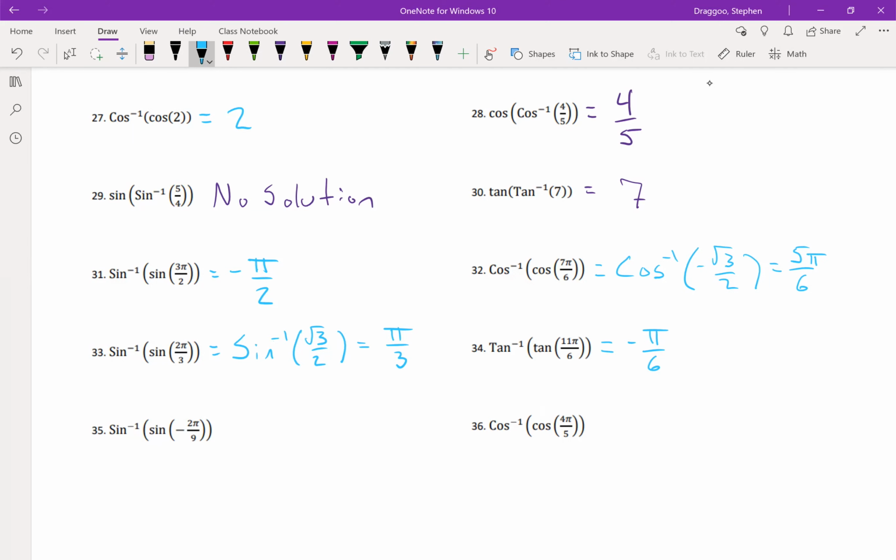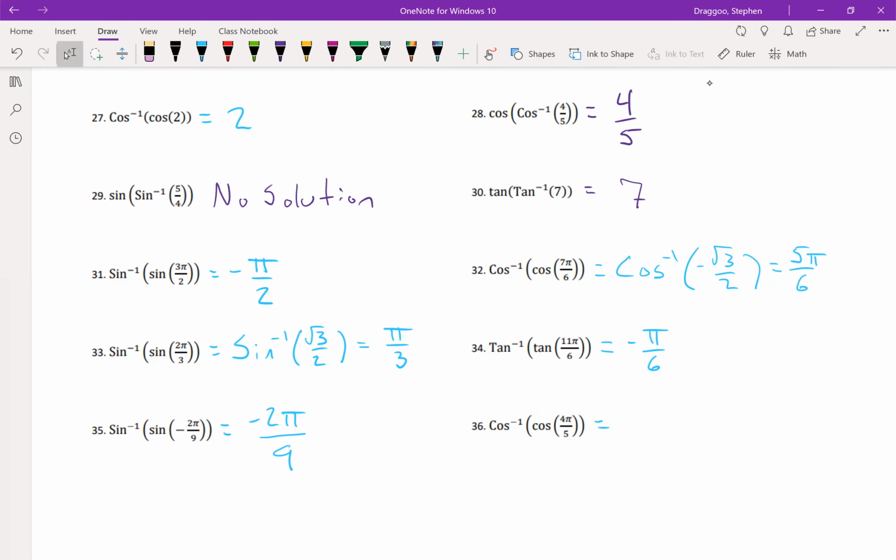So 35, I want the sine inverse of the sine of negative 2 pi over 9. But negative 2 pi over 9 is within that restriction. It's in the range of sine inverse because it's between negative pi over 2 and pi over 2. Meaning that, again, I don't need to get the actual value of the sine of negative 2 pi over 9 to know that the sine inverse function will simply undo that sine value because it fits within the restriction. I should see the same thing happen in 36.